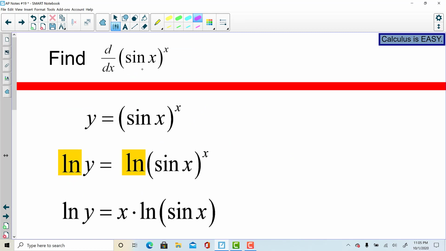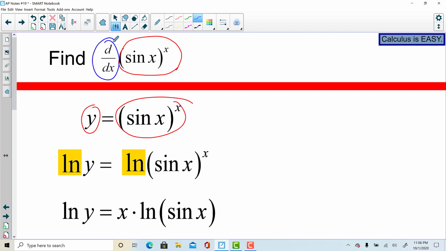Okay, here's one of those derivative examples that we don't have a rule for. We're doing the derivative of a function of x, where the power is also a function of x. So we're going to start by calling this entire piece just a y. So y is equal to that piece. Remember, we're trying to find the derivative of that stuff. So we want the derivative of y. So our final answer is going to be the derivative of y.